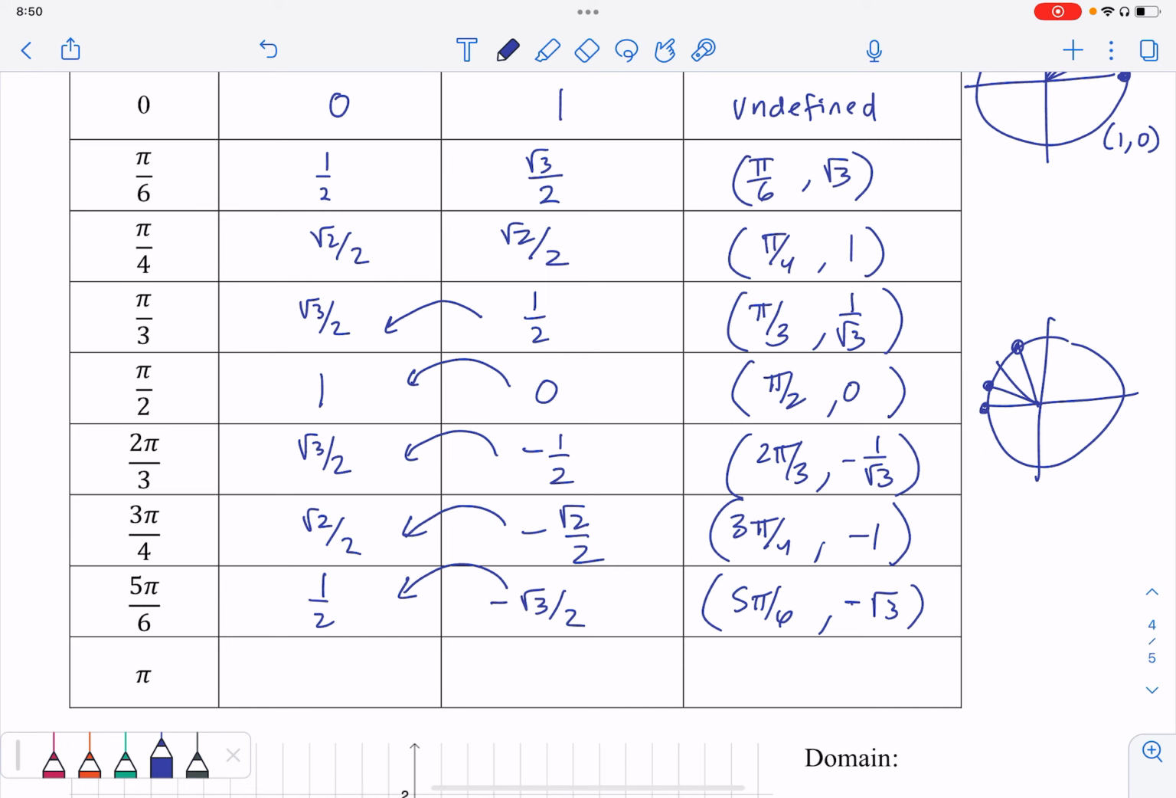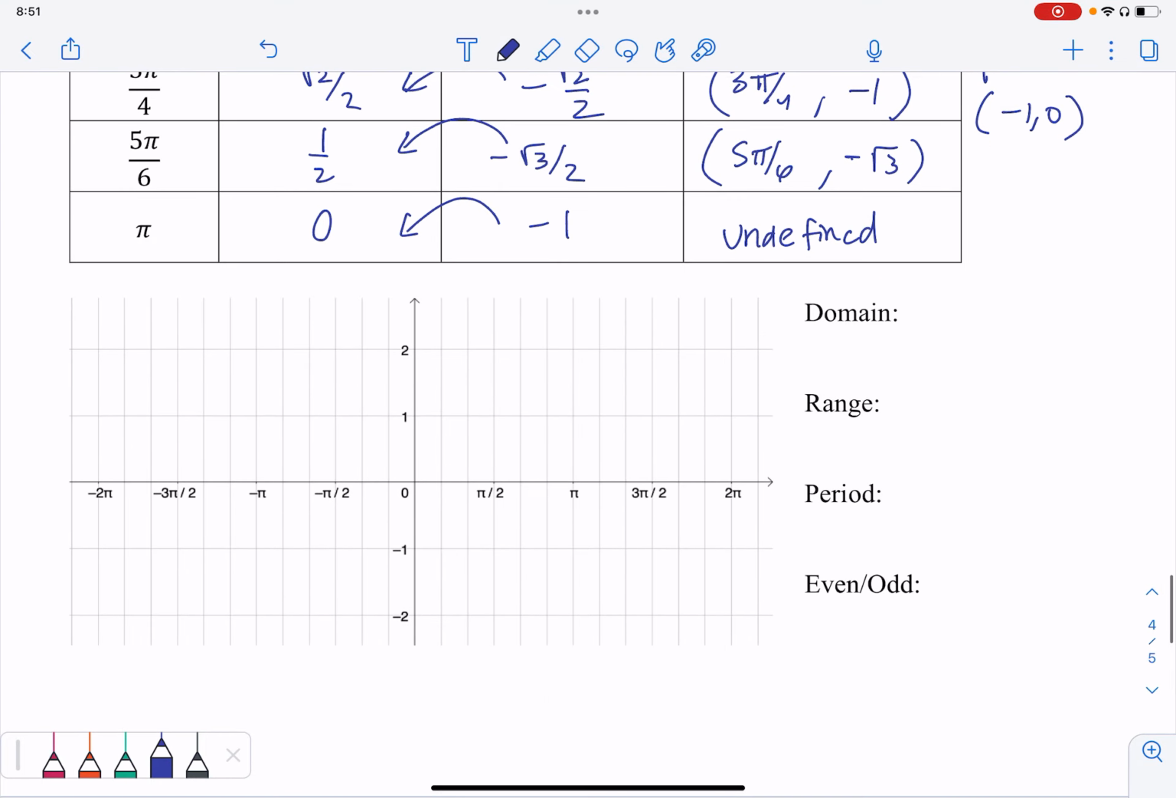And then when I'm down at pi, what's my point right at pi? I'm at (-1, 0). So my sine value is 0. My cosine is negative 1. But if I'm doing negative 1 divided by 0, I get undefined. Okay, so I'm undefined at 0 and pi. So let's draw in a vertical asymptote, both at 0 and at pi, to reflect what I've just found.